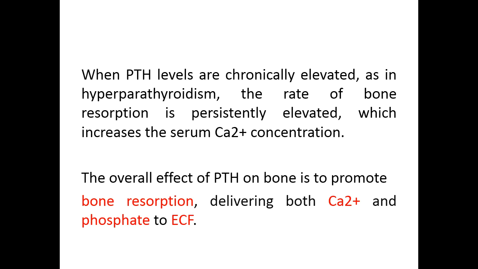How? Because the resorption of the bone will cause a high concentration of calcium in the circulation. From where does this calcium come? It came from the bones. The overall effect of parathyroid hormone on bone is to promote bone resorption. Why? To deliver both calcium and phosphate to the extracellular fluid.